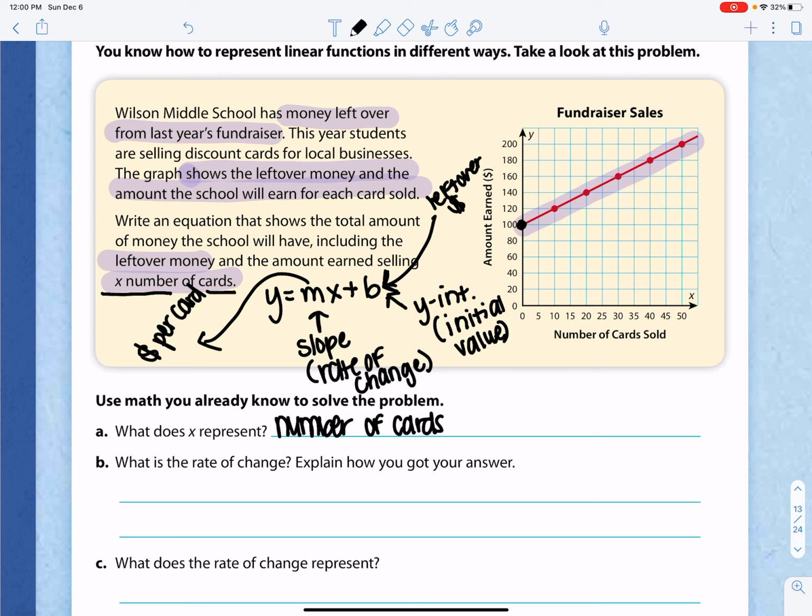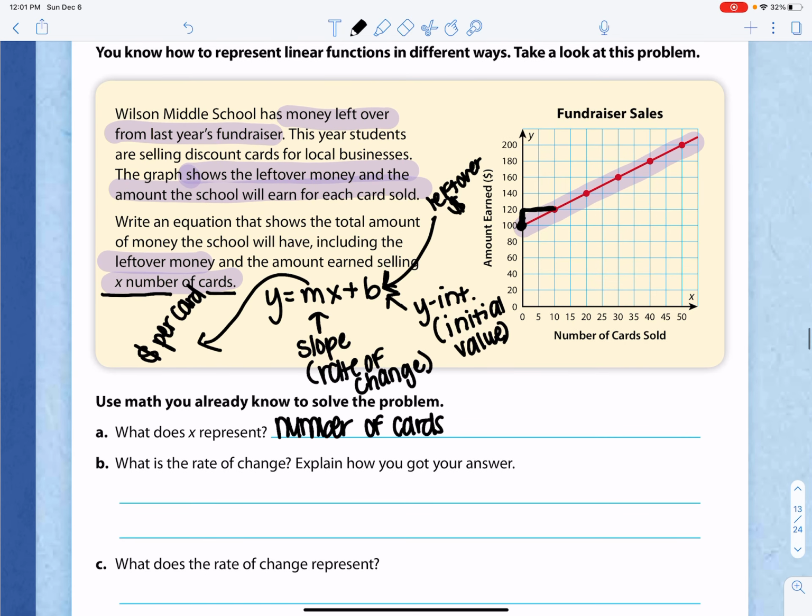B asks, what's the rate of change, and explain how you got your answer. Our rate of change is now called the slope. We find the slope the way we found it before: the change in y divided by the change in x. Now we're going to start calling it rise over run. How do we get from one point to the next? From the starting point, our initial value, we go from 100 to 120, so we rise 20, and we run from 0 to 10, so we run 10.